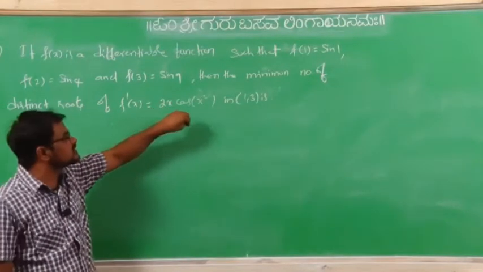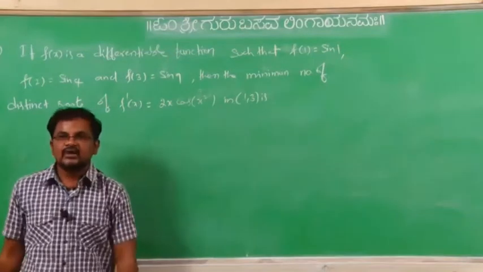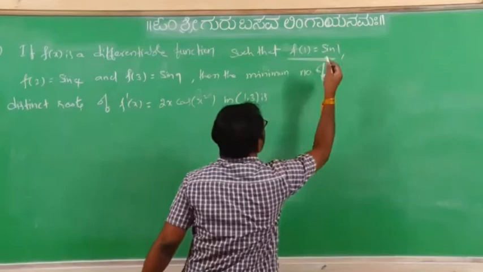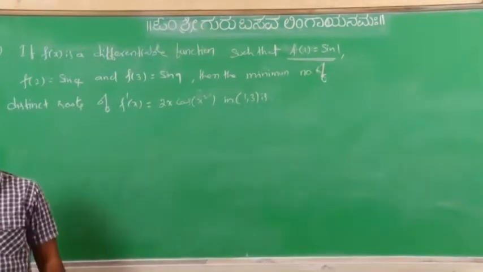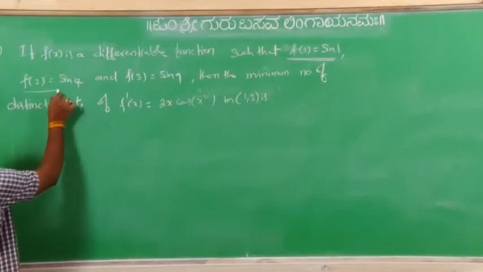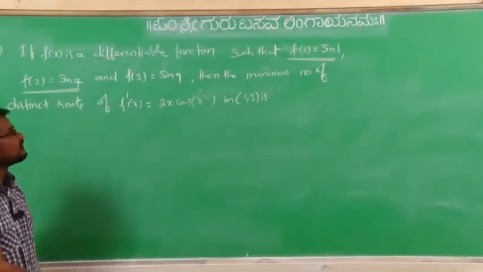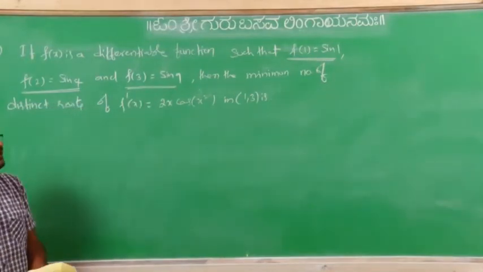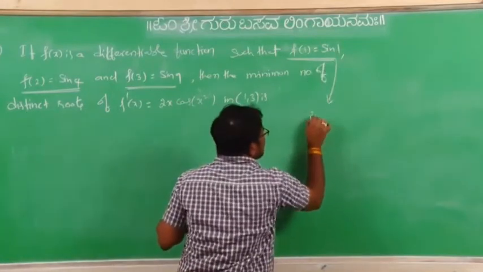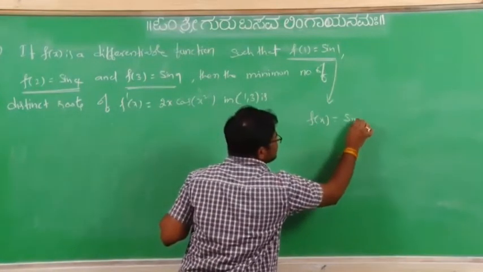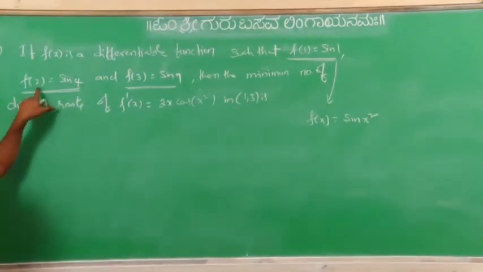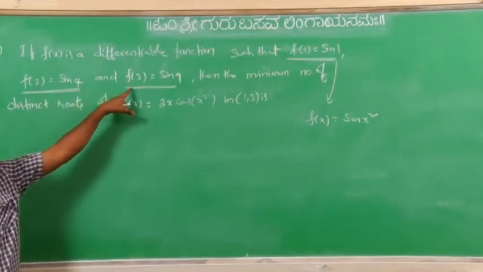Already f'(x) is given. f'(x) is what? 2x cos x², in which interval? 1 comma 3. Once you observe, the given function satisfies f(1) equal to sin 1, f(2) equal to sin 4, f(3) equal to sin 9. They are in the form of, if you take f(x), how to write it? sin x², right? f(2) is sin 4, f(3) is sin 9.